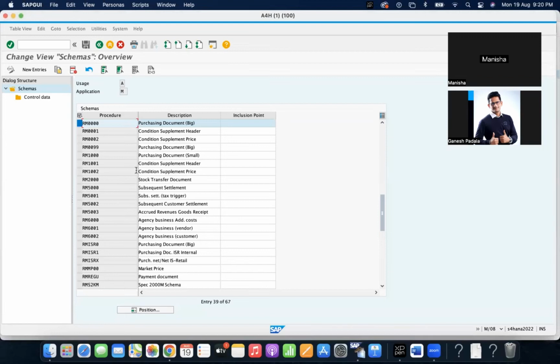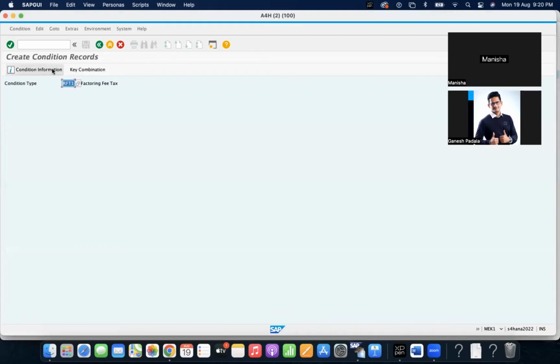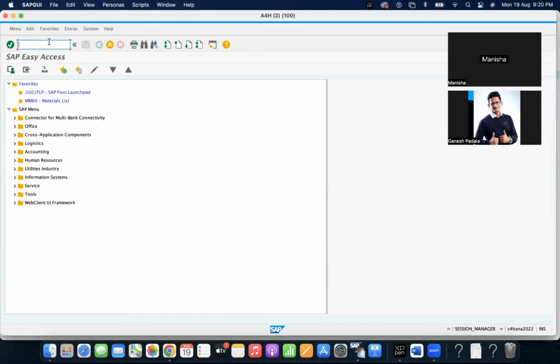Okay. So this is the condition supplement price we use for the info record and all. So you have to tell that answer. Earlier I was explaining MEK1. This is the one, condition record maintenance. Okay.